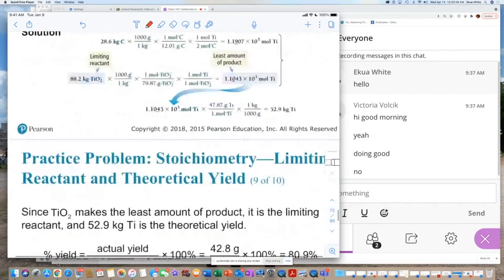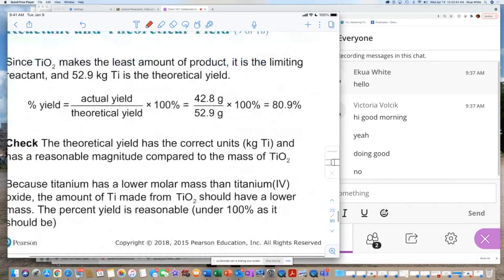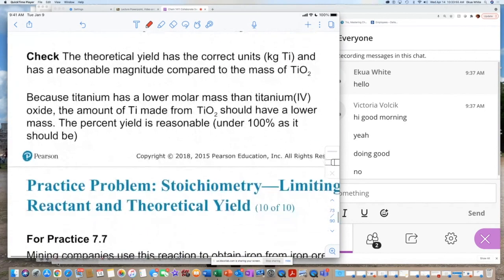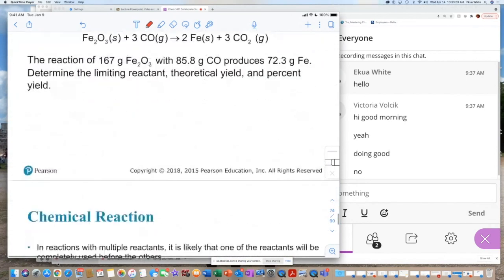So this is where they work it out to show you what they got. And this is what they got in the end. I'm seeing some typos. When they write grams here, they mean kilograms. Okay. But you end up with 80.9%. Okay. So I'm not going to work on that one.